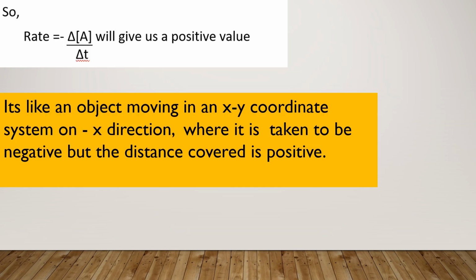So the rate, equal to negative change in concentration of A over the elapsed time, will give us a value that is positive. It's like an object moving in the xy coordinate system in the negative x direction, where the displacement is taken to be negative, but the distance covered is positive.